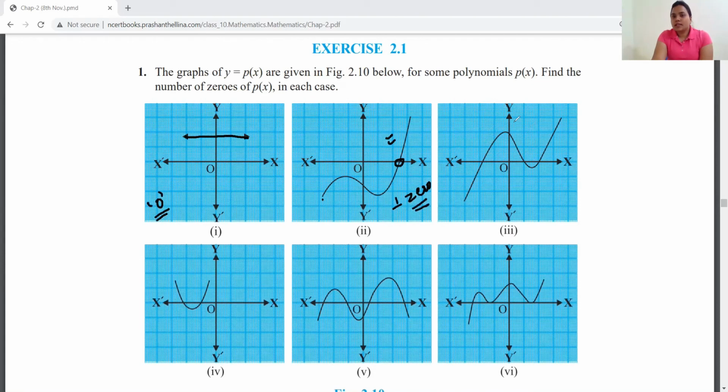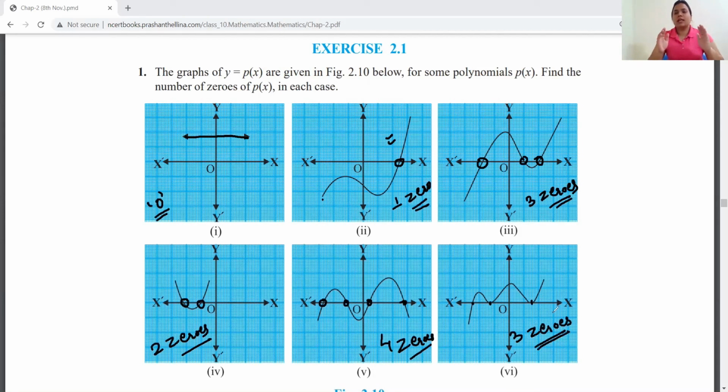In this case, this graph is cutting the x-axis at 1, 2, and 3 points. So this graph will have 3 zeros. In this case, this graph is cutting the x-axis at 1 and 2 points. It will have 2 zeros. This one, 1, 2, 3, and 4. So it will have 4 zeros. This 1, 2, and 3. So this will have 3 zeros.